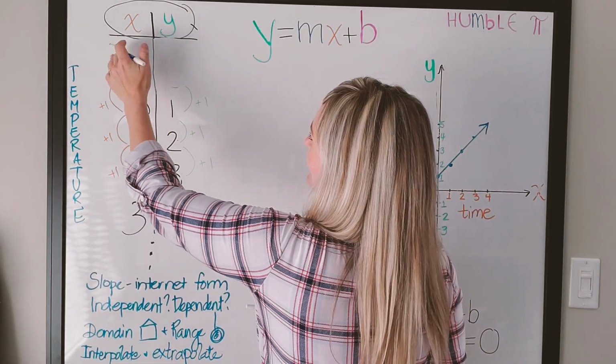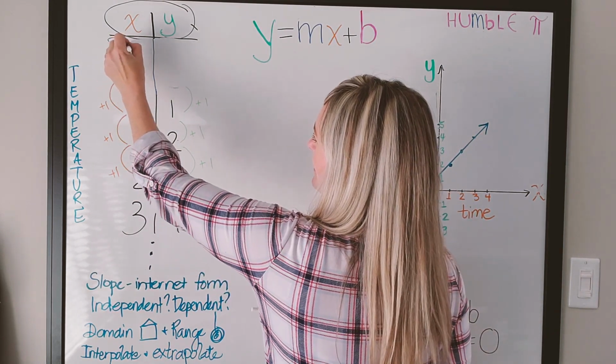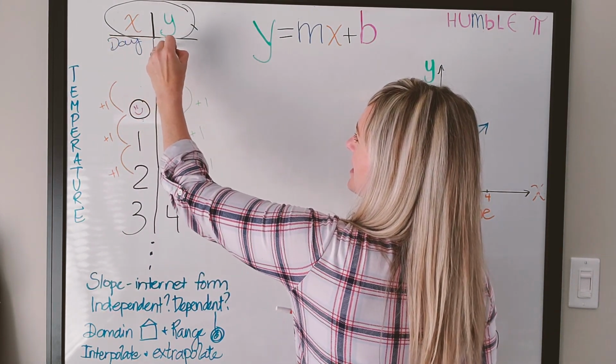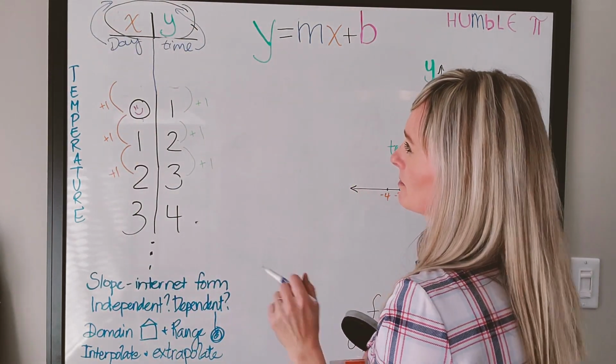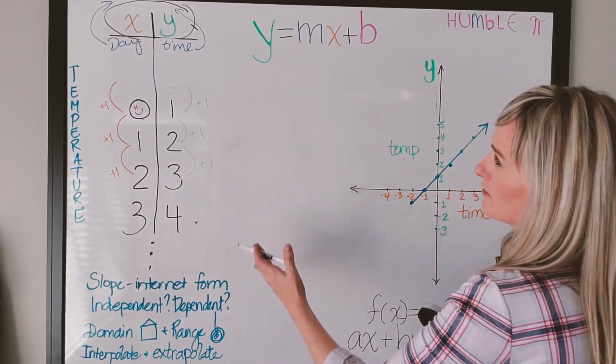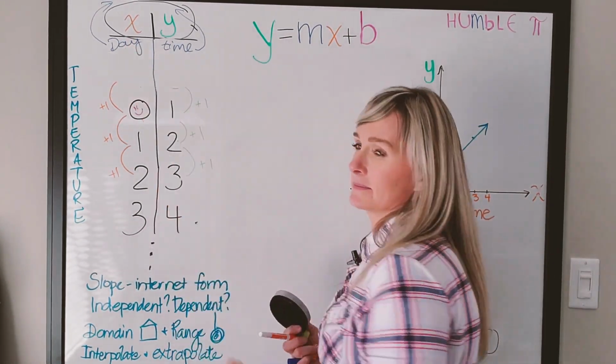Okay, so we're gonna start here. Your X and Y values are here. You start with your day for your X values, and your time is your Y values. Now, generally you would write that up here, but we don't have room, so we're gonna put it like that. So temperature over time. Does it make sense that this is day?